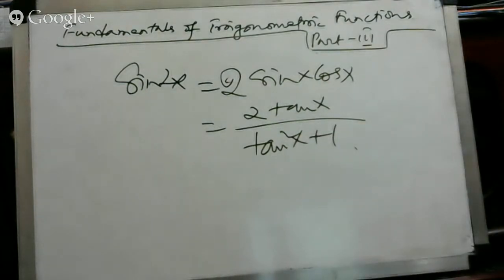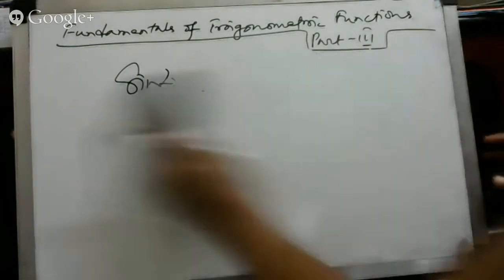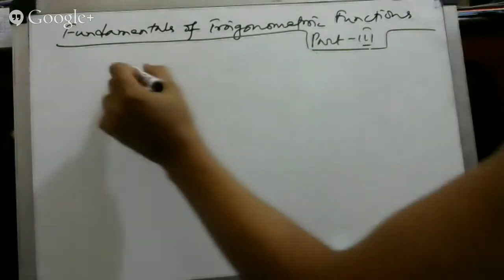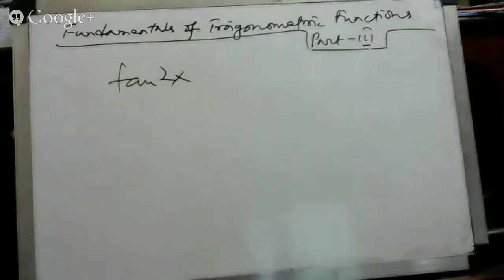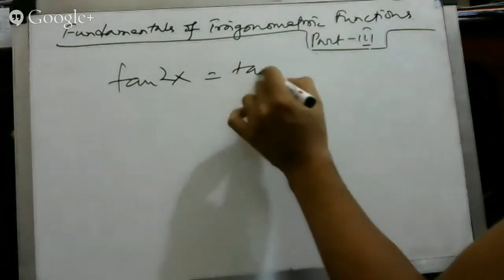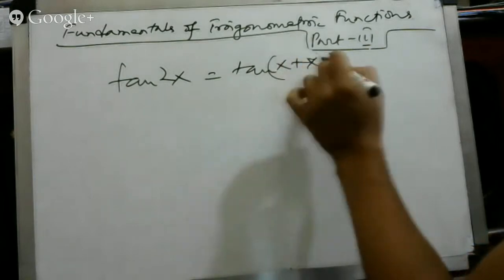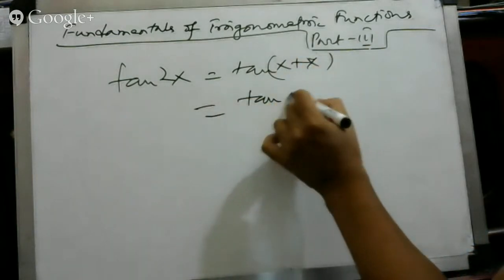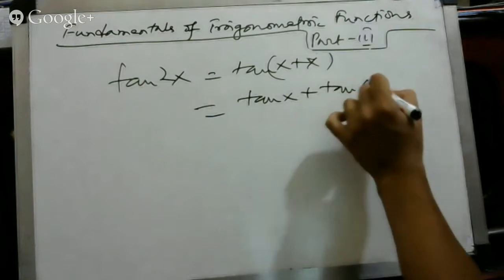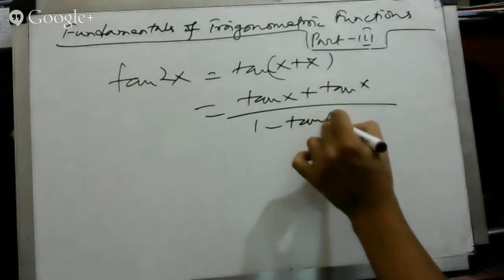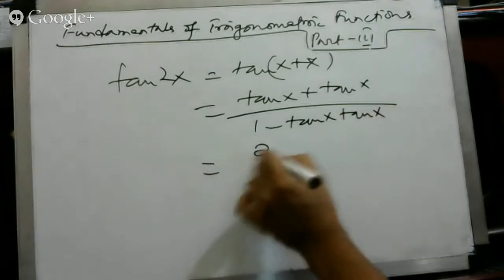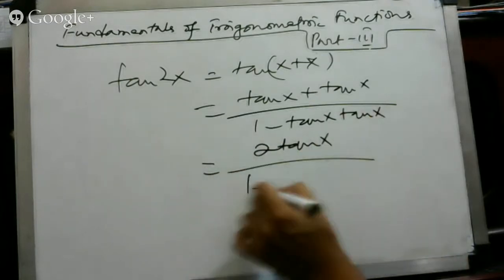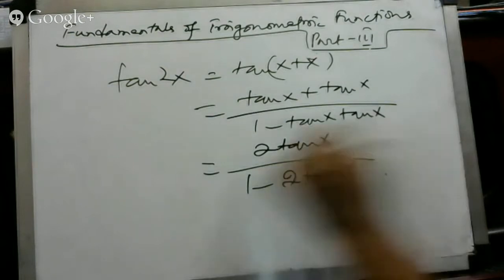So you can use any one of them depending on what kind of question or problem we need to solve. Continuing further, we will be doing tan of 2x. Now tan of 2x is equal to tan of x plus x, which is tan a plus tan b over 1 minus tan a tan b. So 2 tan x divided by 1 minus tan square x.